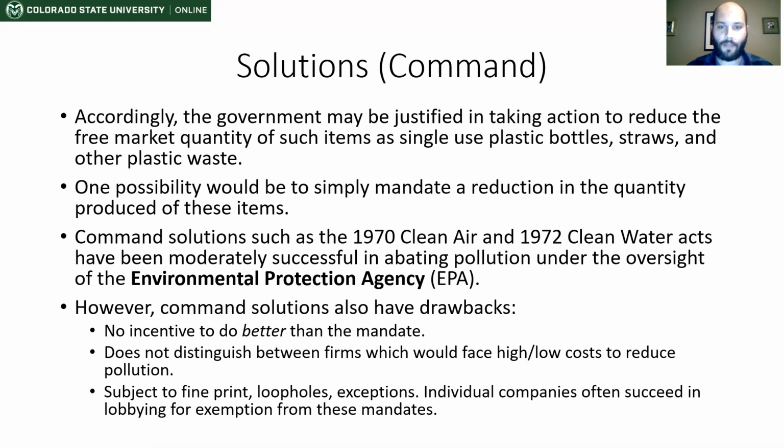Some firms might be able to take easy steps to quickly reduce pollution. Other firms would have to pay much more in order to reduce the amount that they're polluting. There's also fine print, loopholes, lobbying. Individual companies or industries succeed in lobbying for exemption from these mandates, and so don't have to participate in environmental cleanup or pay any sort of additional cost for the pollution that they create. Right, so then of course the question is who has to pay to clean up any pollution, oil spills, things like that.